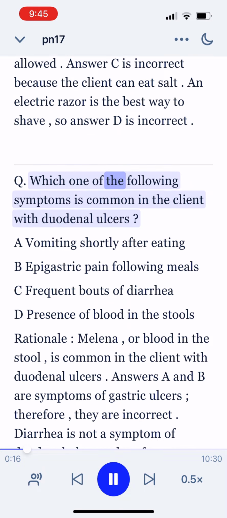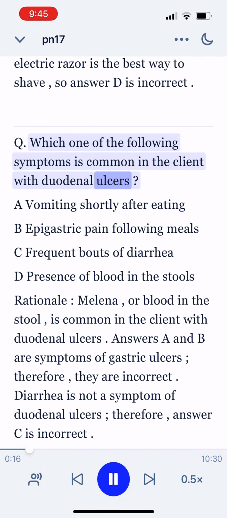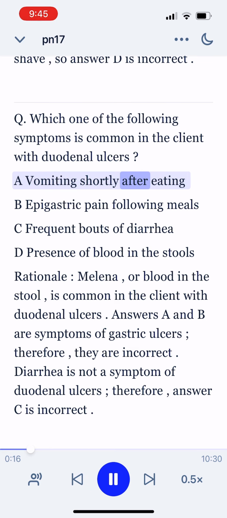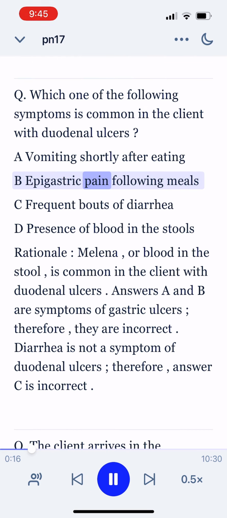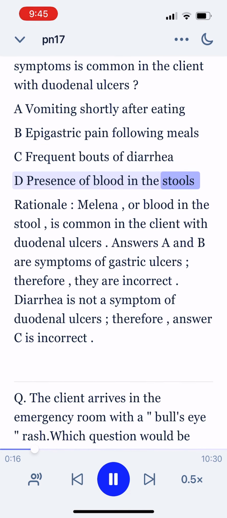Q. Which one of the following symptoms is common in the client with duodenal ulcers? A. Vomiting shortly after eating. B. Epigastric pain following meals. C. Frequent bouts of diarrhea. D. Presence of blood in the stools.